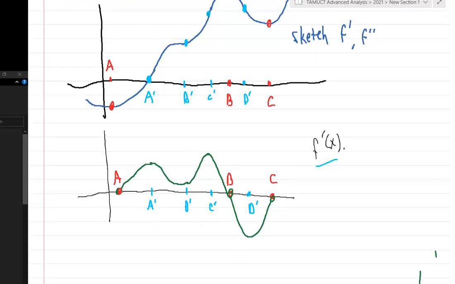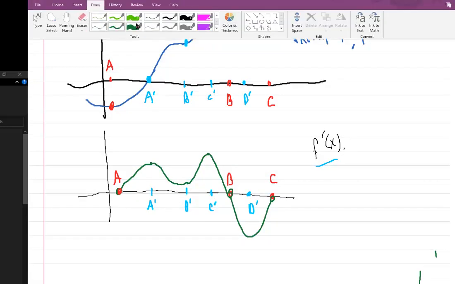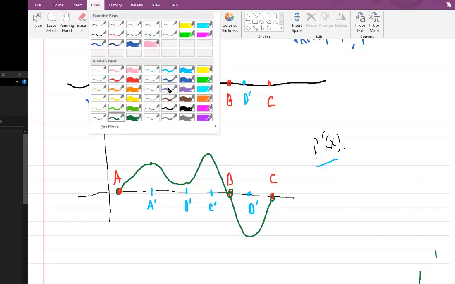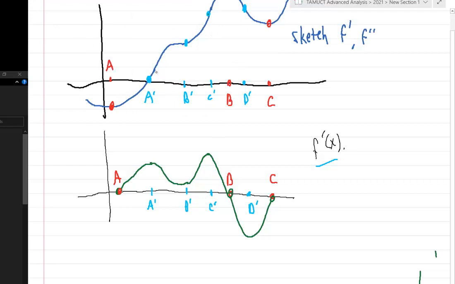Okay, so I'll make it down here. Actually, why don't I do it on the same axes here? I'll just use purple for my second derivative. All right, so what do I know? I know the second derivative is 0 here, here, here, and here. So I have 0 here, here, here, and here.